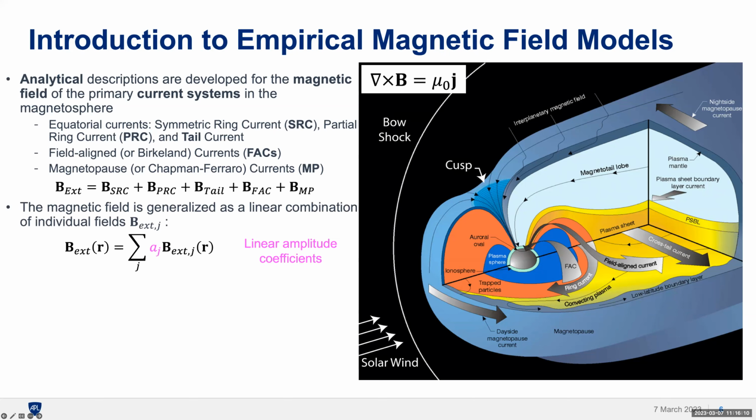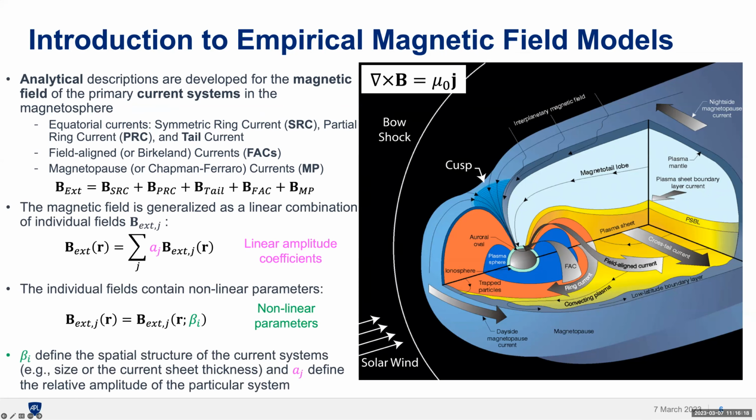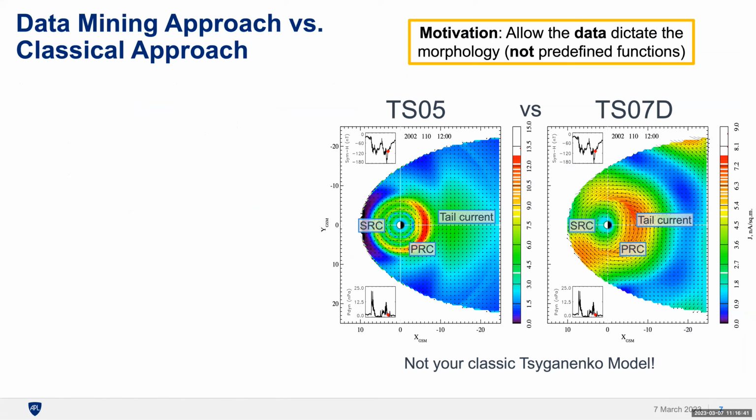What you end up getting is that each of these current systems has a linear amplitude coefficient that needs to be fit to the data, but they also contain nonlinear parameters, which often define the morphological structure of the current system. An example would be the current sheet thickness. So we have these two sets of linear amplitude coefficients and nonlinear parameters that we then want to constrain to the available magnetometer data.